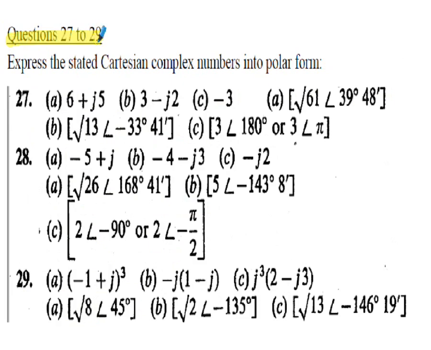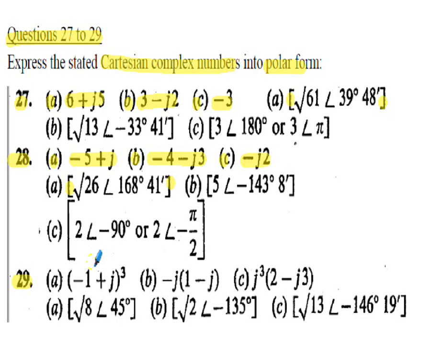Questions 27 to 29, here again we've got Cartesian complex numbers to convert into polar form. Question 27, part A, complex number 6 plus j5, part B 3 minus j2, part C is negative 3 plus 0j in this particular case. All the answers are given in the square brackets. Question 28, part A, we're given negative 5 plus 1j, part B negative 4 minus j3, and part C negative j2. There's no real component there. Again, the answers are shown in the square brackets.